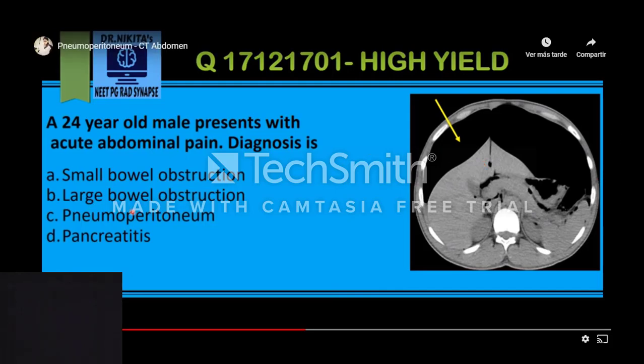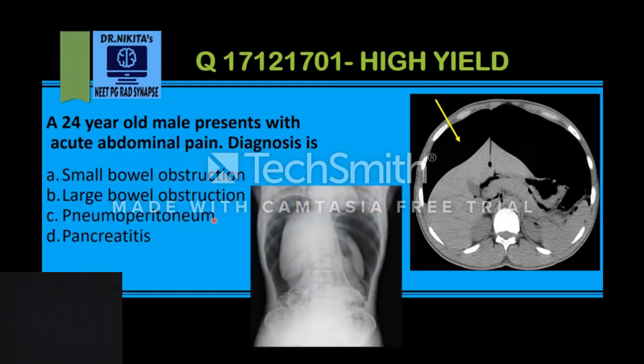So the correct answer is option C, that is pneumoperitoneum. If we have a look at the X-ray of this patient, we see here that this is the black area corresponding to this black area. We see the black area here and on the left side also, and this is the liver and the spleen which are pushed by this air. That is why tension pneumoperitoneum.